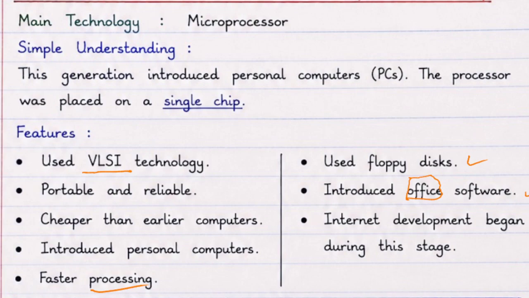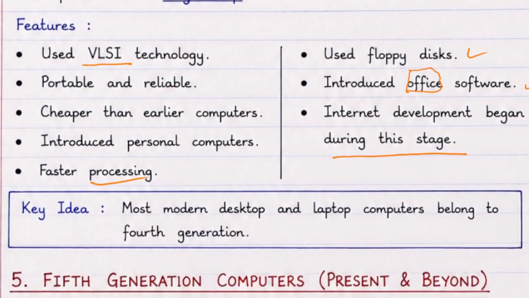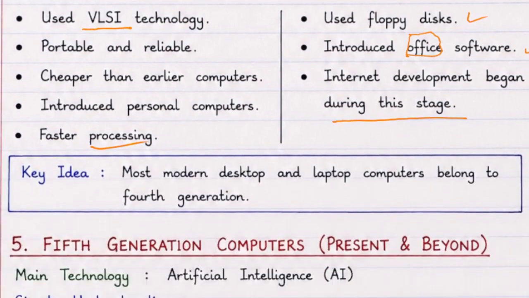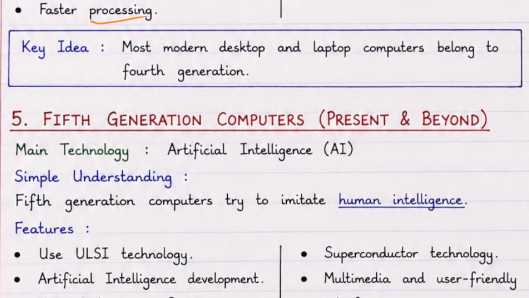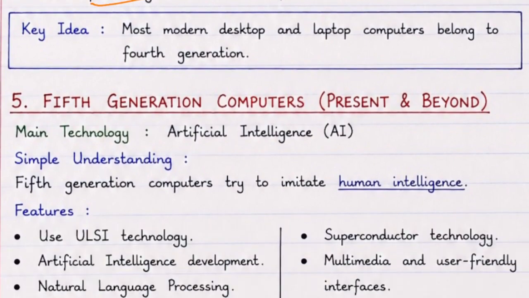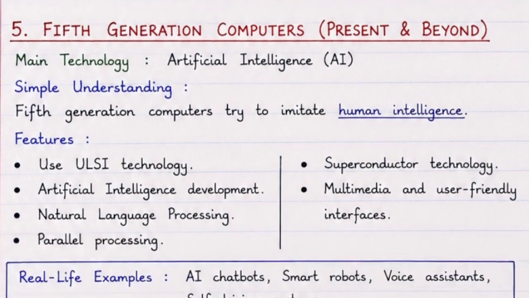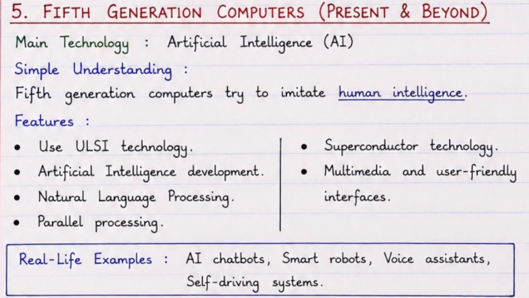So internet development began during this stage. Most modern desktop and laptop computers belong to fourth generation. Now, fifth generation computers, we are referring to artificial intelligence. Fifth generation computers try to imitate human intelligence. Uses ULSI, that's ultra large scale integrated circuits.